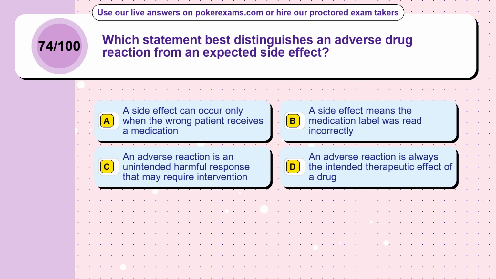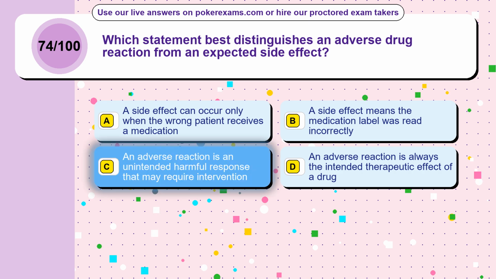Question 74. Which statement best distinguishes an adverse drug reaction from an expected side effect? Option A. A side effect can occur only when the wrong patient receives a medication. Option B. A side effect means the medication label was read incorrectly. Option C. An adverse reaction is an unintended harmful response that may require intervention. Option D. An adverse reaction is always the intended therapeutic effect of a drug.